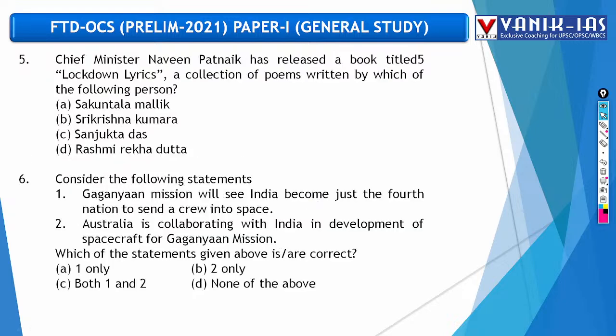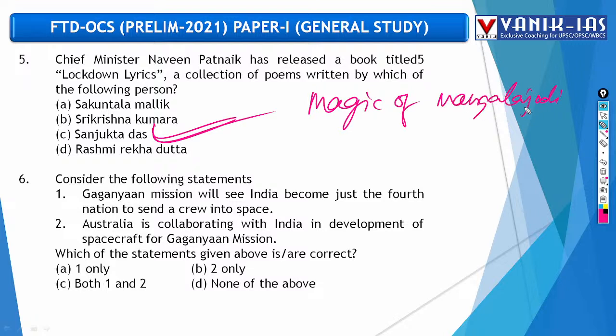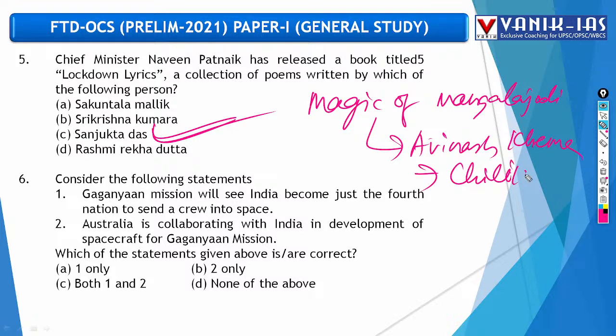Next: Chief Minister Naveen Patnaik has recently released a book titled Lockdown Lyrics, a collection of poems written by which of the following persons? It is Sanjukta Das. Lockdown Lyrics is written by Sanjukta Das, and Chief Minister Naveen Patnaik of Odisha launched it. Another book is Magic of Mangalajodi, also launched by Naveen Patnaik. It is written by Avinash Khemka, regarding Mangalajodi of Chilika Lake. Chilika is the largest brackish water lagoon. So Sanjukta Das has written the Lockdown Lyrics book.